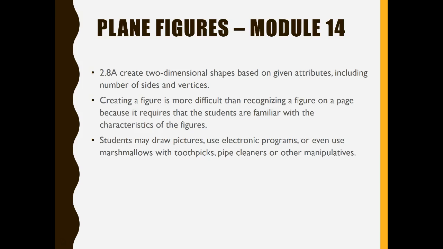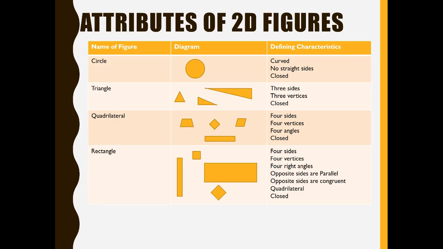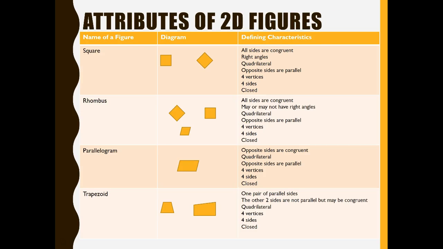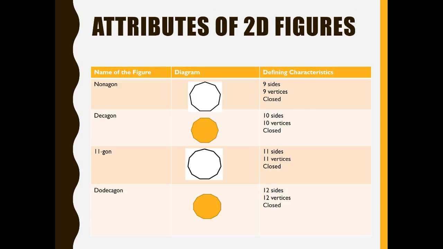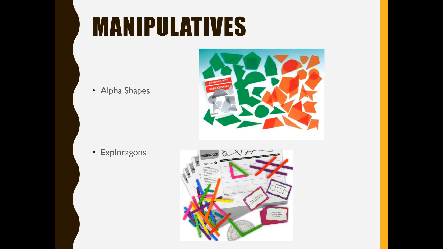Unit 3 will be about plane figures, so we'll be going over 2D figures. They go up to 12 sides. So these are the formal descriptions of the 2D figures that you will be teaching, going up to 12 sides. You also will be putting shapes together to create other shapes. It's like composing numbers, but you're composing shapes instead. For this, you might want to use your alpha shapes to make different shapes, or your exploragons, as you can make different sided figures. And they can be regular sided or irregular sided figures.